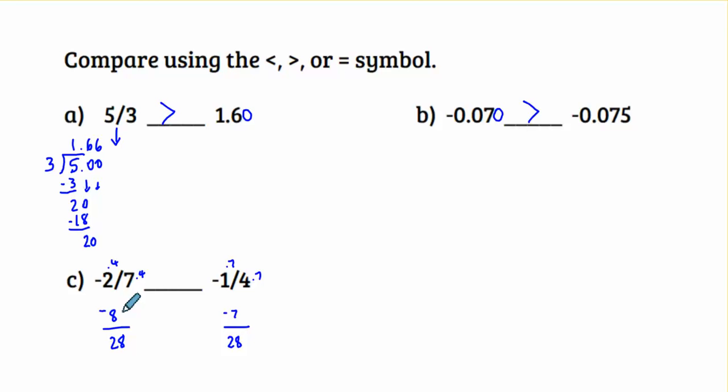So normally, if they were both positive, 8 is larger than 7, but because it's negative, 8 is smaller than 7. So negative 8/28 is less than negative 7/28.